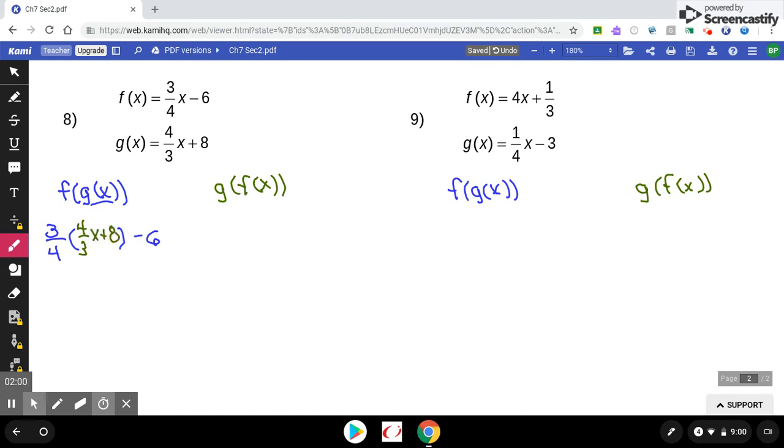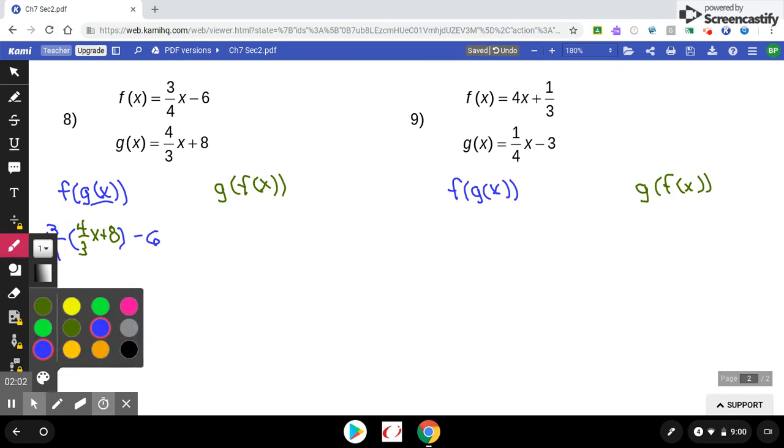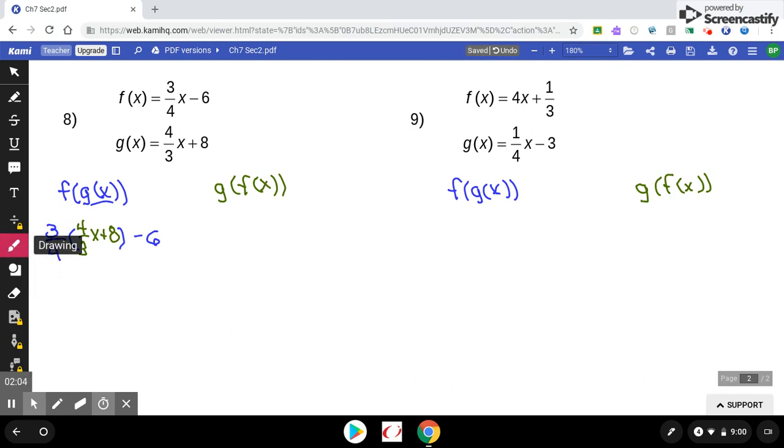And it's just a matter of doing the math. So a little distributive property here. The 3/4 and the 4/3 would cancel, and you'd be left with just x. 3/4 times 8, you can always pick up a calculator to figure that out, but I'll tell you it's 6. And what would happen to the 6's? Well, they would cancel. So I have left an x. Interesting. So let's try the other one and see what happens.